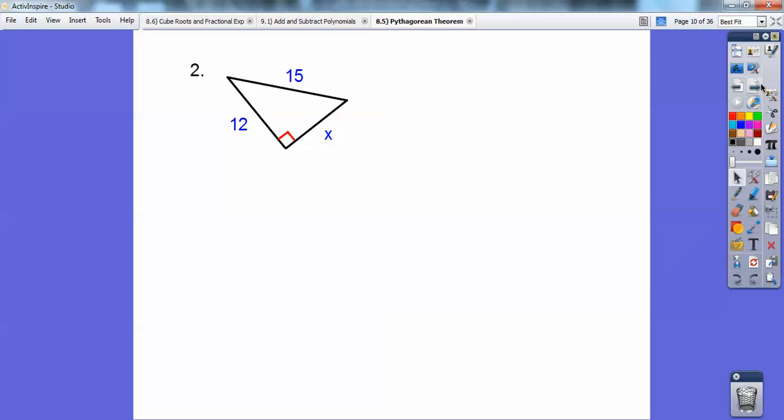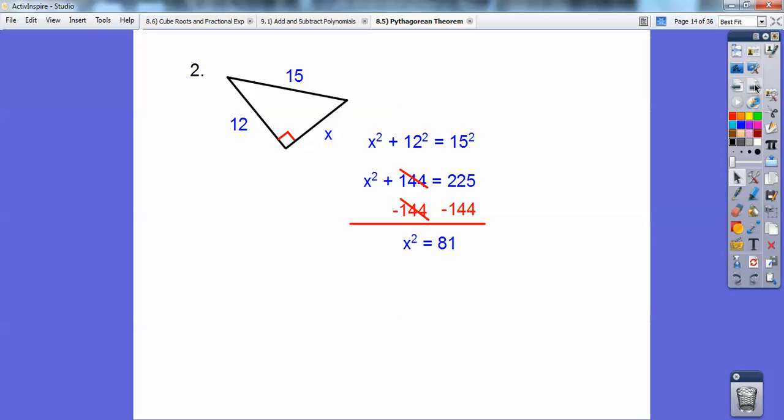Okay, this one here. Same thing. 12 squared plus x squared equals 15 squared. I think I wrote x squared plus 12 squared equals 15 squared, but that's okay. 12 squared is 144. 15 squared is 225. I'm going to go ahead and subtract the 144 from both sides, and I get 81 over there. So when I square root 81, that's a nice perfect square. That gets me 9. So the answer is 9.